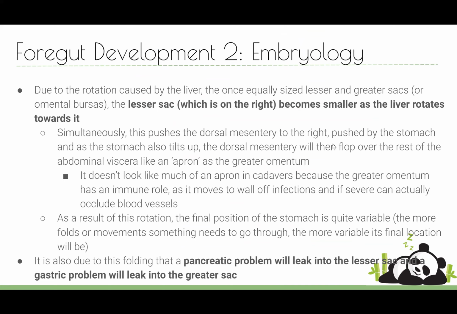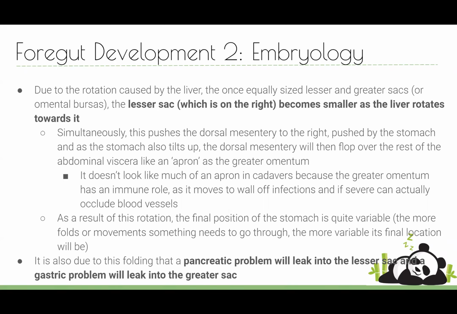As this happens, the dorsal mesentery then flops over and will look like an apron, as it's classically seen. It doesn't actually look like that in real life, partially because the greater omentum has an immune role and will wall off infections. And this happens severely. It can actually include blood vessels, but I've never heard about it in actual clinical practice, so I don't know how relevant that is. But it can move around and wall off infections.